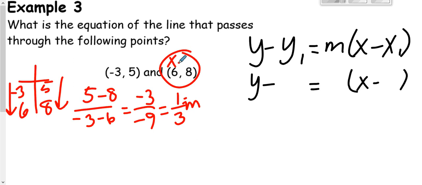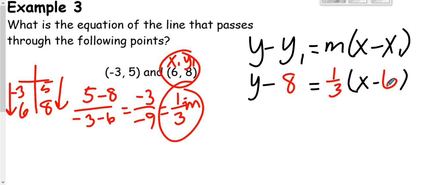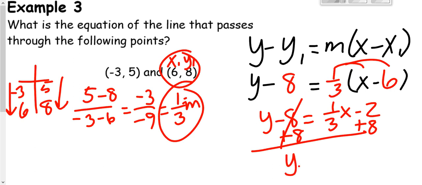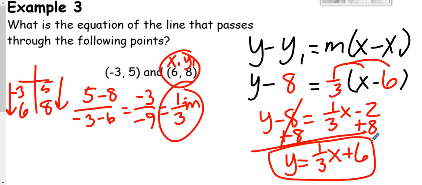So this point is my x1 and my y1. And then of course we have our m. So I'm just going to plug in my y1 is 8, my m is 1/3, and my x1 is 6. So then I multiply. I get 1/3 x minus 2. I have y minus 8 equals, and then I'm going to add 8 and add 8. And so I get y equals 1/3 x plus 6. Awesome.